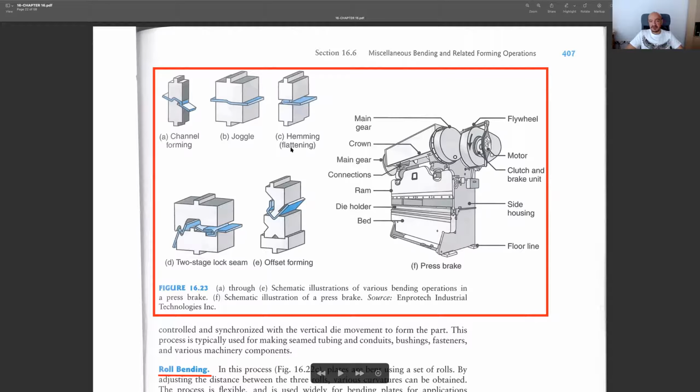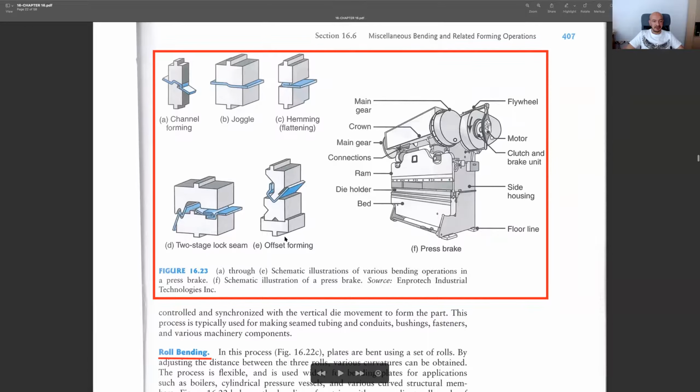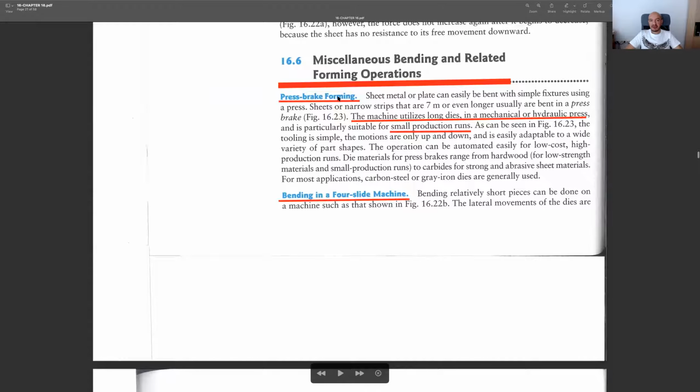And what we do is simply feed our sheet metal in between, and then the press brake goes downwards and shapes our sheet metal. You see there are different types of die sets: channel forming, joggle, and you have less elevation difference, or hemming, flattening the edges, as you see, or if you have some kind of an offset, you may even try to lock two sheet metals together. So depending on your application, on your aims, you may find the proper set of dies and then use the same press brake.